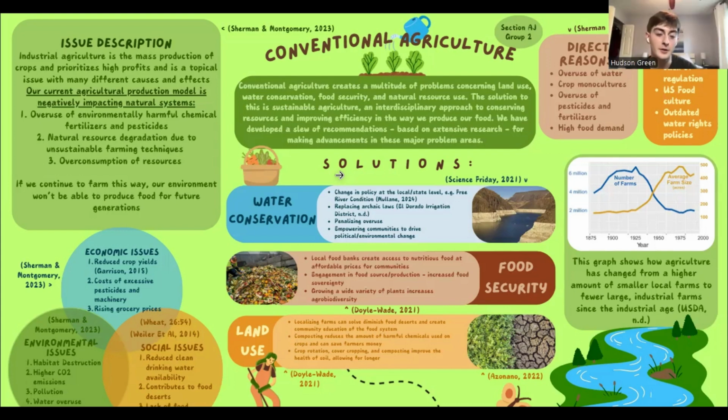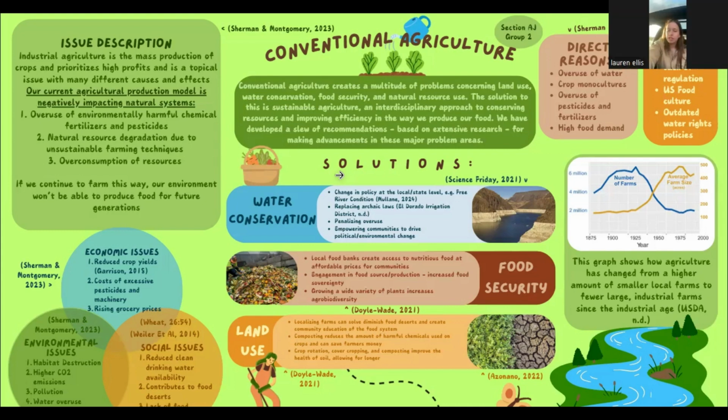So our first umbrella topic for our approach to solutions is water conservation. One of these is a change in policy at the local or state level. For example, the free river condition in Colorado, whereby farms, in wet years, can take more water than they usually can. So a reversal of that could be really helpful in water conservation. Another solution includes replacing archaic laws like the El Dorado Irrigation District, penalizing overuse, and empowering communities to drive political and environmental change, which are also really instrumental in conserving water as a resource.